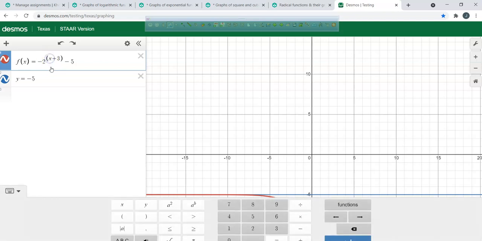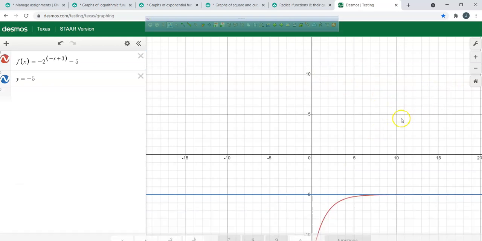What happens if I put a negative x right there? Look what happens. I don't know if you guys can see it. What does this reflection on the inside do? Reflects it across the y-axis. Can everybody see how this is being reflected across the y-axis? Back and forth. So you just need to be aware.